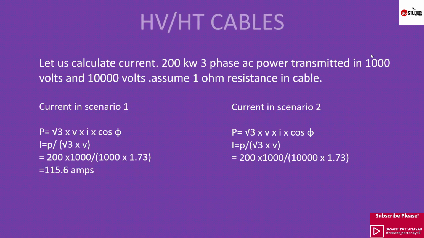200 into 1000 divided by, what is our transmission voltage? Transmission voltage is 10,000 volts. Divided by 10,000 into 1.73 (root 3), the answer will be 11.56.